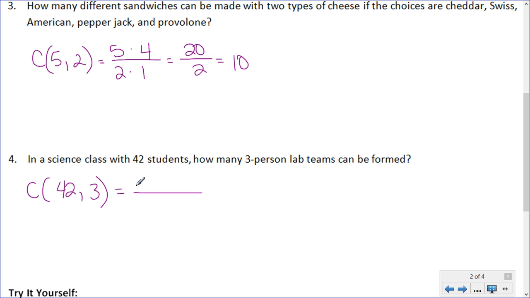Okay, so to begin with, let's figure out how many permutations there are of 42 students, chosen 3 at a time. So 42 choices for the first student in the group, 41 choices for the second, and 40 choices for the third. And now the different ways to reorder those 3 people would be 3 times 2 times 1. Okay, in the numerator, we get 68,880, and in the denominator, we get 6. And when we divide these, we get 11,480.